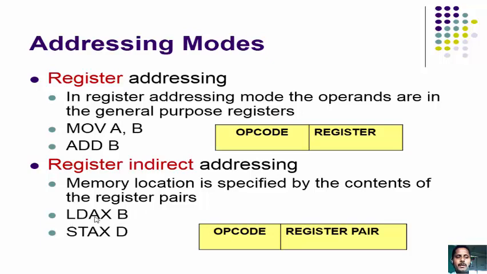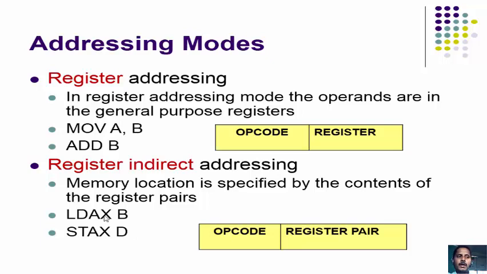So LDAX means load accumulator indirectly by using the address available in BC register. So indirectly the BC register will provide the address of the memory location. The same way, storing operation, store accumulator indirectly by using DE pair.